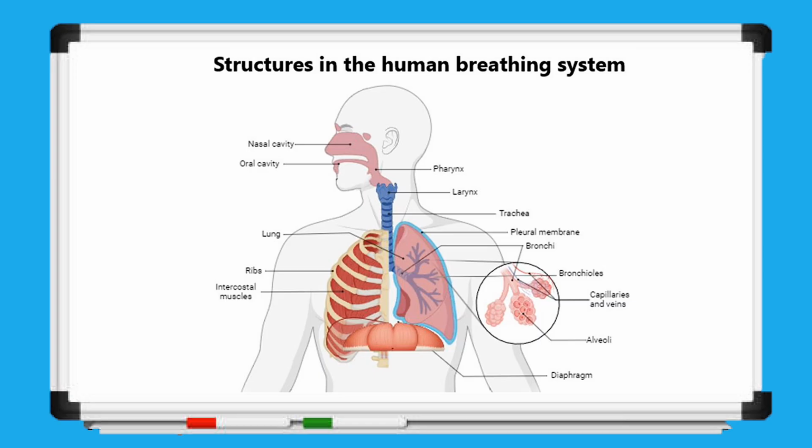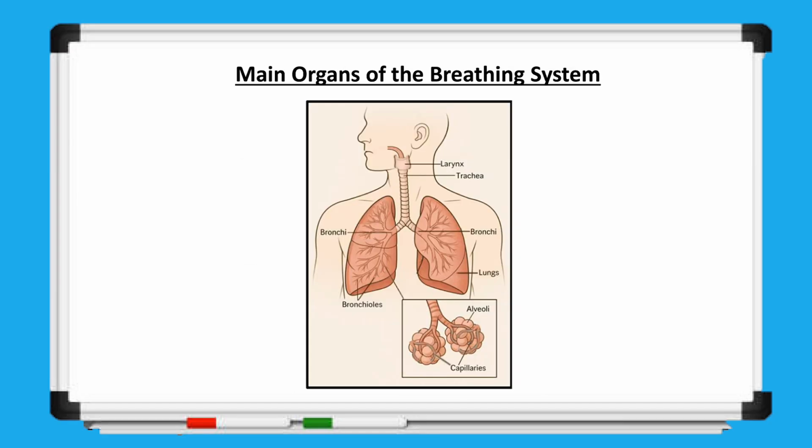So, overall, this image gives us a complete overview of the human respiratory system, showing the entire pathway of air and all the structures involved in breathing. In this specification, we will focus specifically on the main organs of the human breathing system, and learn how to identify them on a diagram or image, as well as understand their structure and function. Alright, let's go through the main organs of the breathing system one by one and learn how to identify them, along with their structure and function.